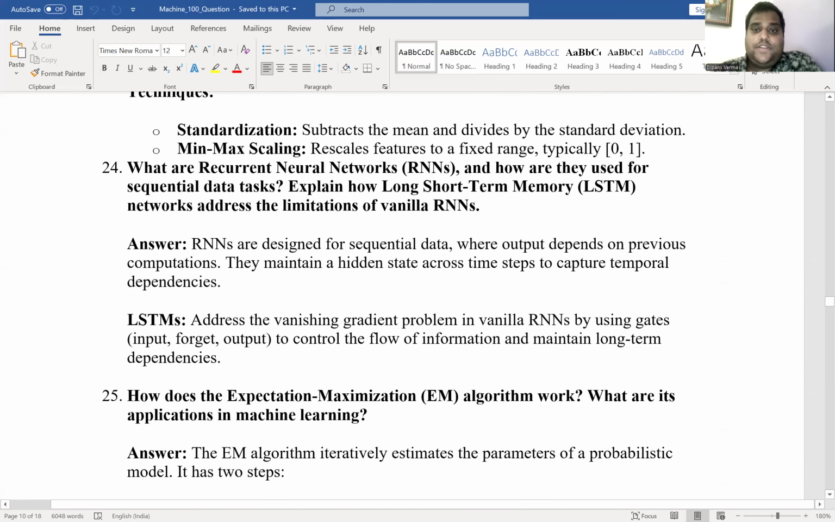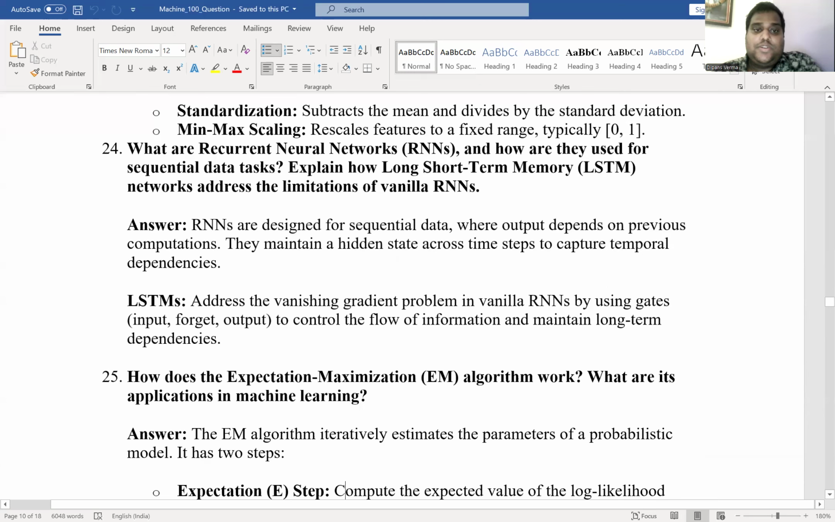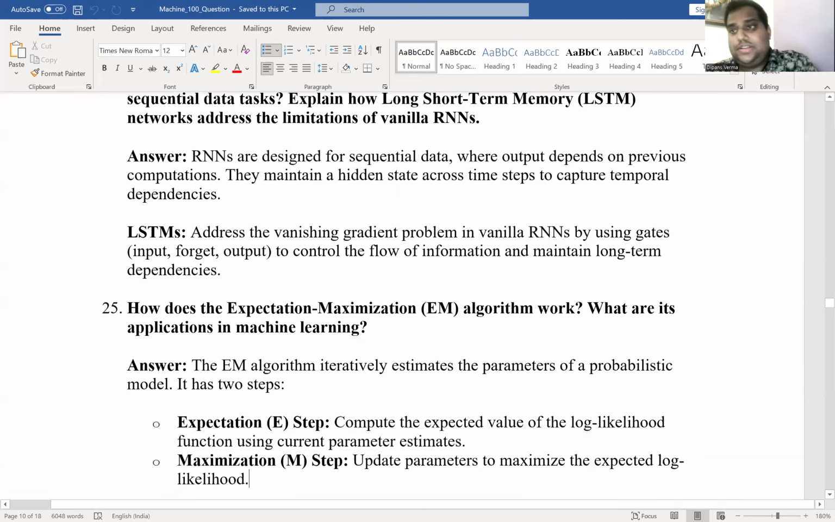RNNs are designed for sequential data. They depend on previous computations and maintain a hidden state at each step to capture temporal dependencies. LSTM addresses the vanishing gradient problem in vanilla RNNs by using input, forget and output gates to control the flow of information and maintain long-term dependencies. Vanilla RNNs are not able to forget what they have to forget, and they are not able to handle long dependencies.